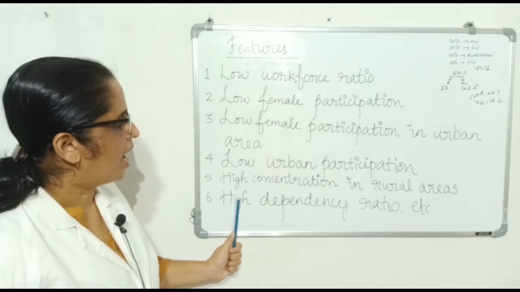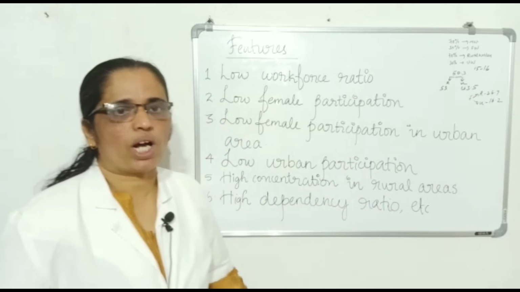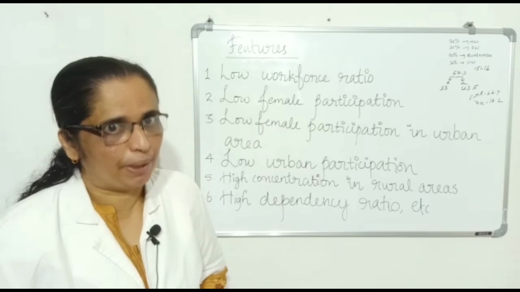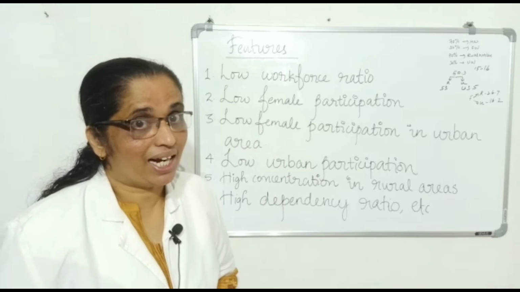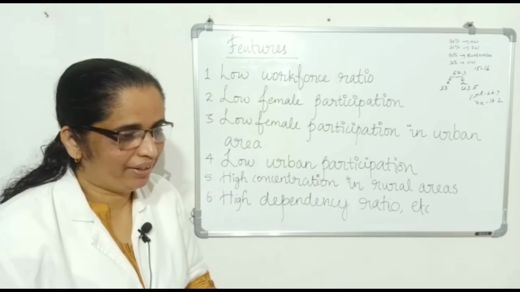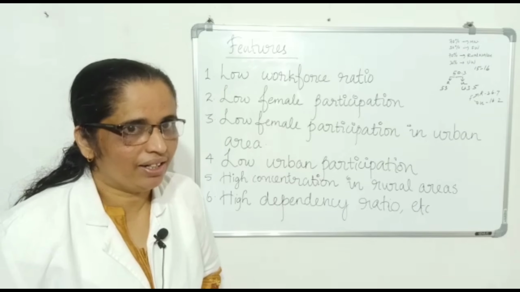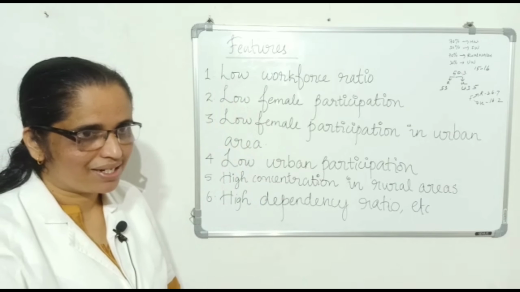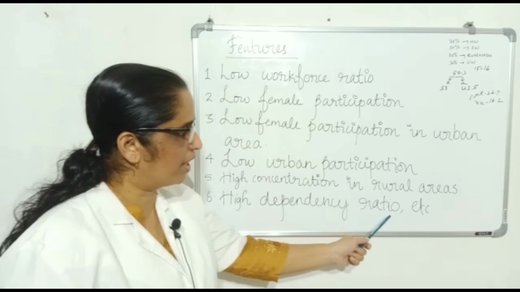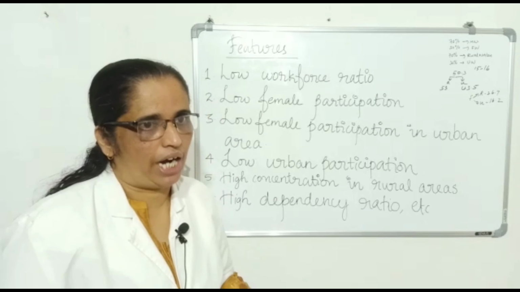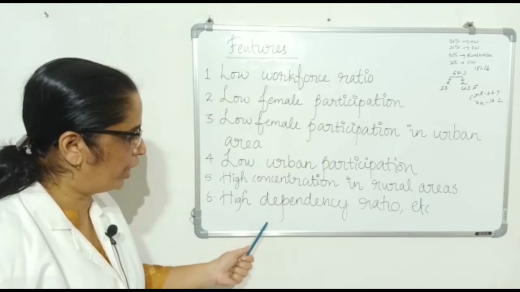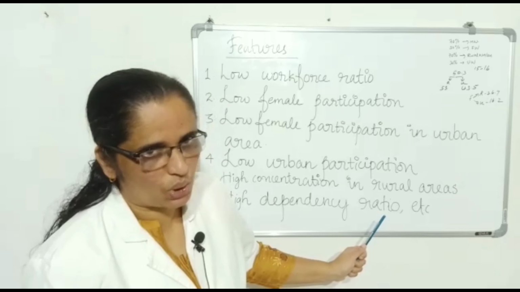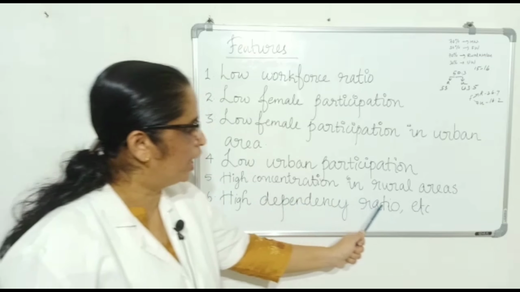And next is high dependency ratio. Who are dependents? They are known as unproductive consumers: children, old age people, unemployed persons. They are depending on the workforce for their existence. So, workforce ratio is less means high dependency ratio: children, old age people, unemployed persons, etc. It is the duty of the workforce to care and protect these dependents. That's the meaning of high dependency ratio.